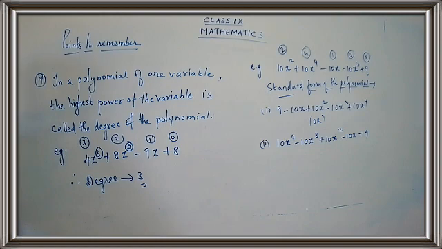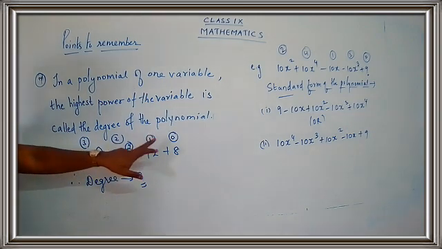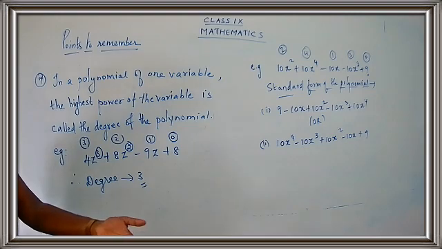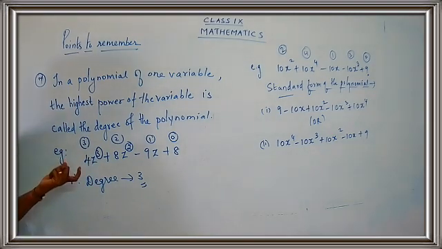Getting my point, children? So the highest power for a variable. We have a variable z. What is the power for z? It is 3. What is the power for z? It is 2. What is the power for z here? 1. What is the power here? There is no power, 0. So what is the highest power here? The highest power is 3. So the 3 is called the degree.